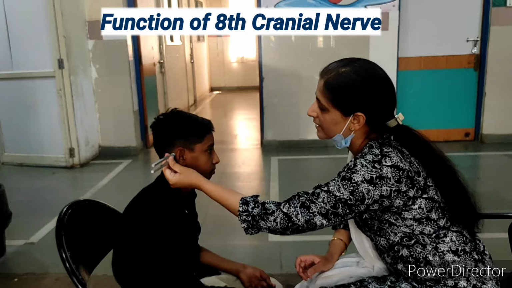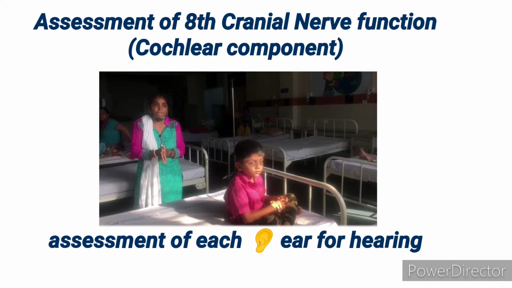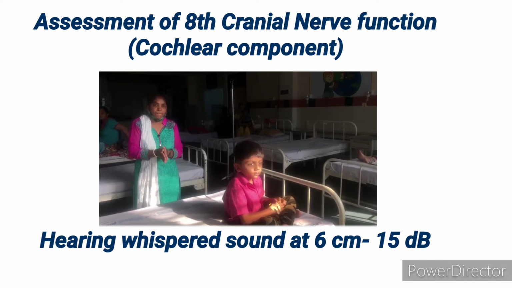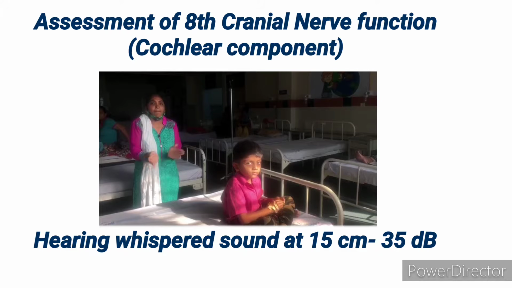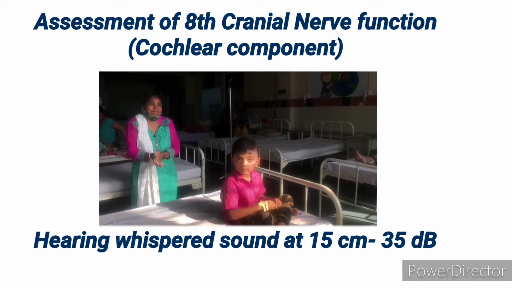For assessment of the cochlear division, we have to assess the hearing. Both ears should be examined separately. So the non-tested ear should be occluded by tragal pressure. We have to stand behind the child at a distance of 6 cm. Then we have to whisper a sound. If the child is turning the face toward the sound, that means the child is hearing our sound. Then we have to increase the distance between ourselves and the child. If the child is able to hear the whispered sound even at a distance of 15 cm, that means the child is able to hear 35 decibels.